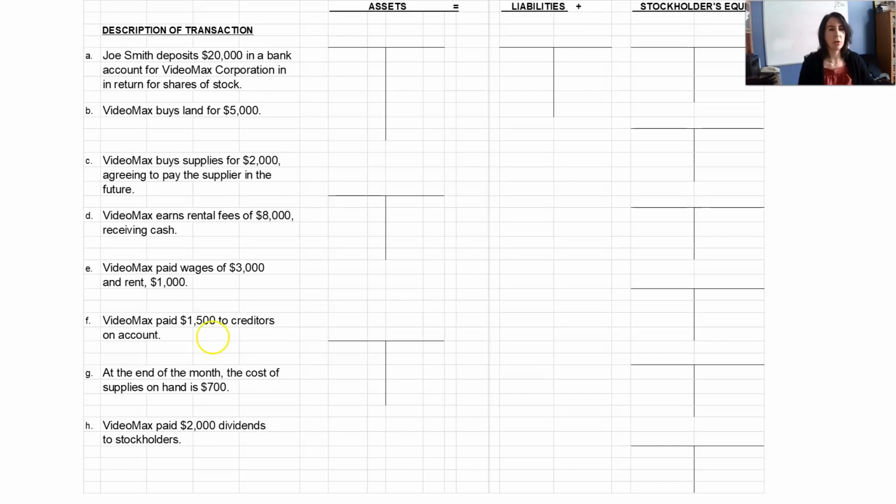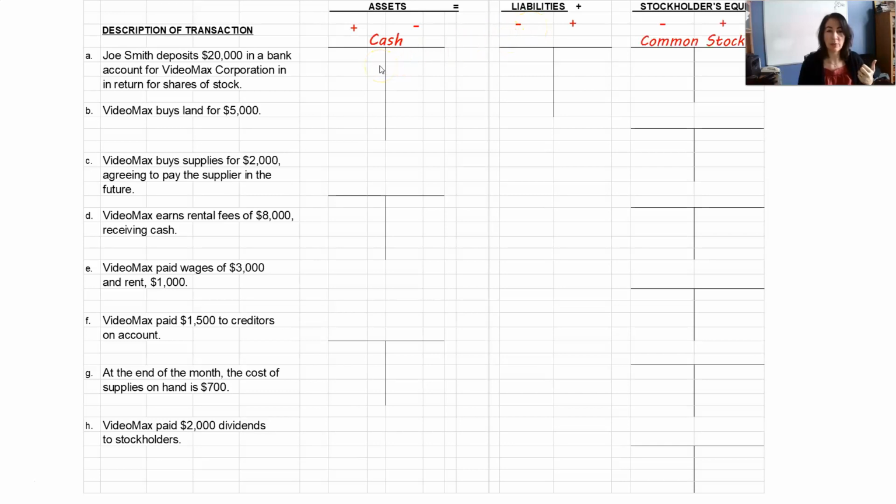All right, so Joe Smith deposits $20,000 in a bank account for VideoMax in return for shares of stock. We did this. It was cash and stock, right? So it's an increase to cash and also an increase to the common stock account. So it might help you to put the pluses and minuses in here. So you might want to throw those in as we go through this.